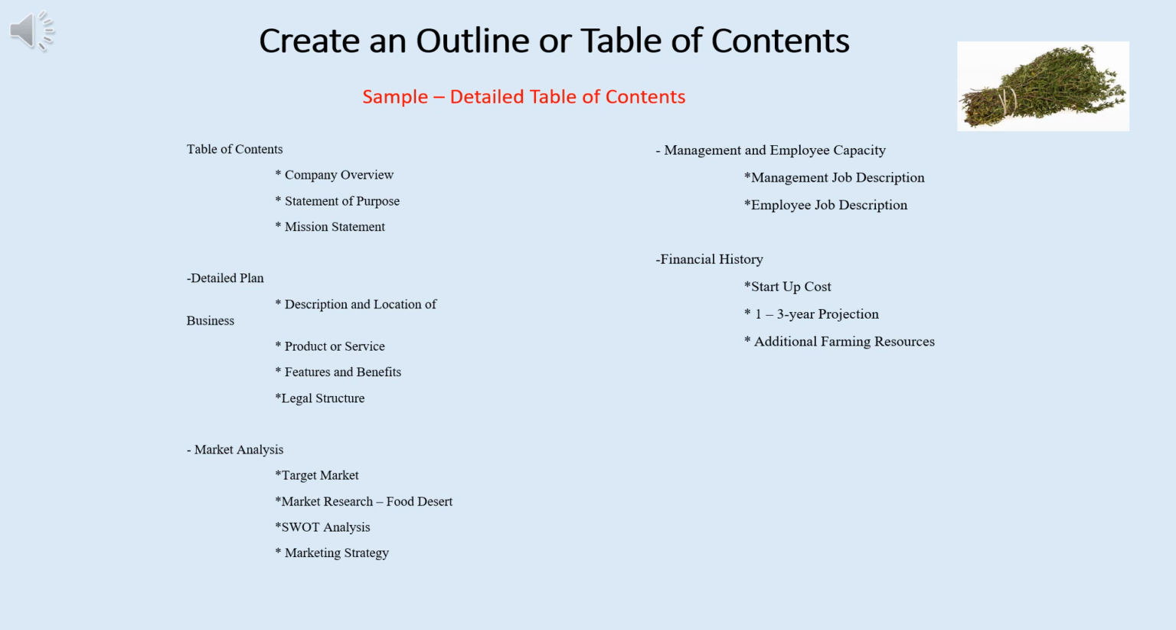Product or service. Features and benefits. Legal structure. Market analysis. Target market. Market research, food desert. SWOT analysis. Marketing strategy. Management and employee capacity. Management job description. Employee job description. Financial history. Startup cost. Three-year projection. Additional farming resources.